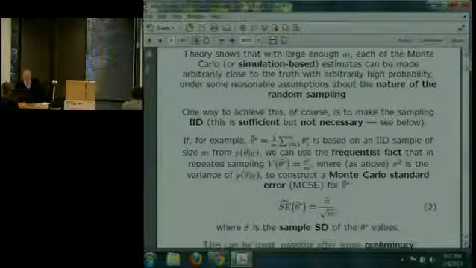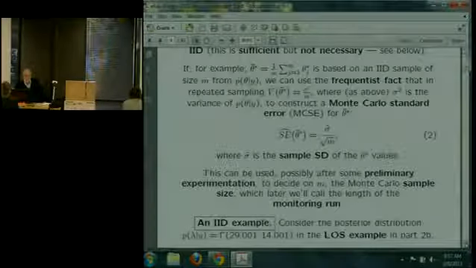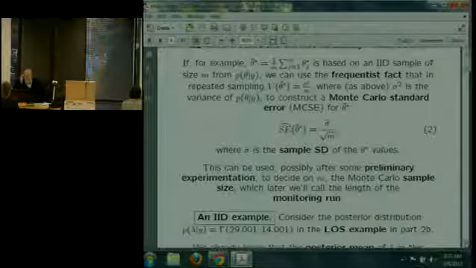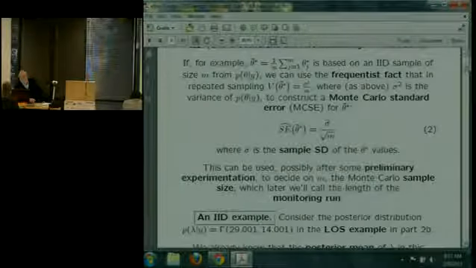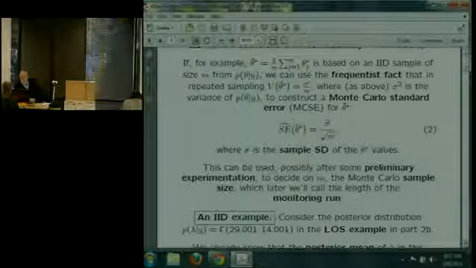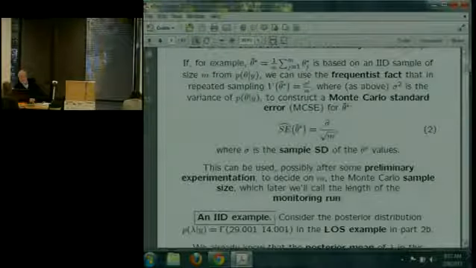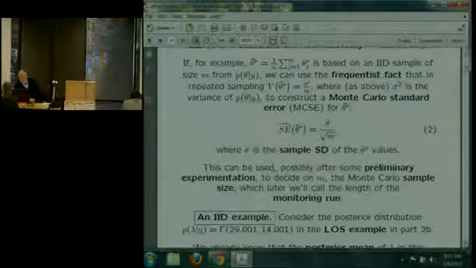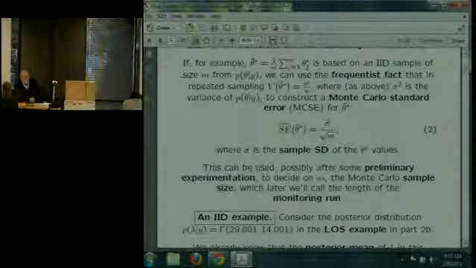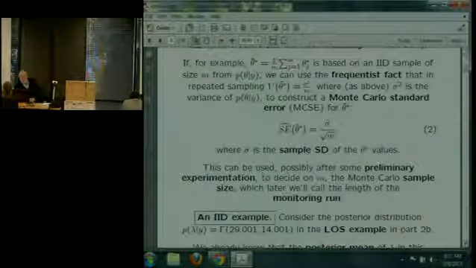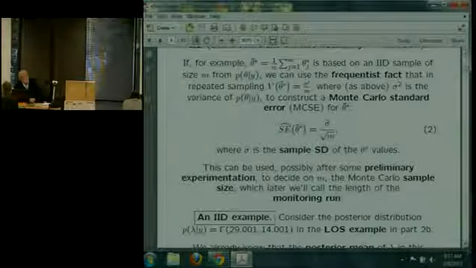So for example, if theta bar star is based on an IID sample of size little m from the posterior, we know from our earlier discussion of frequentist inference that in repeated sampling, the variance of what is now the random variable theta bar star, and the random variable part comes from our own Monte Carlo work in drawing from the posterior, that variance is just sigma squared over m, our old friend. So the square root of that would be sigma over the square root of m, our old friend, the formula for the standard error of a mean.